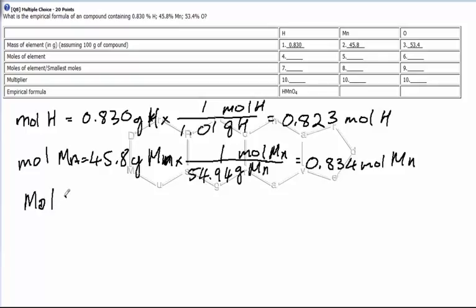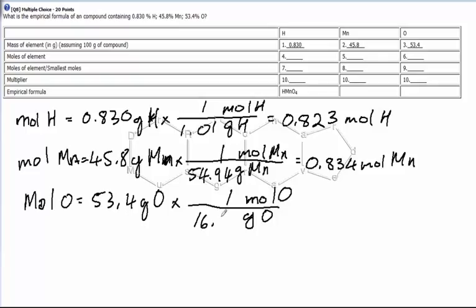And then we'll do the moles of oxygen, and that's going to be 53.4 grams of O times, and we'll have grams of oxygen down here, moles of oxygen on top. Again, we're dealing with atomic oxygen, so 1 mole is 16.00 grams of O. We're not dealing with molecular oxygen, O2. And that's going to come out to be 3.33 or 3.34 moles of oxygen.